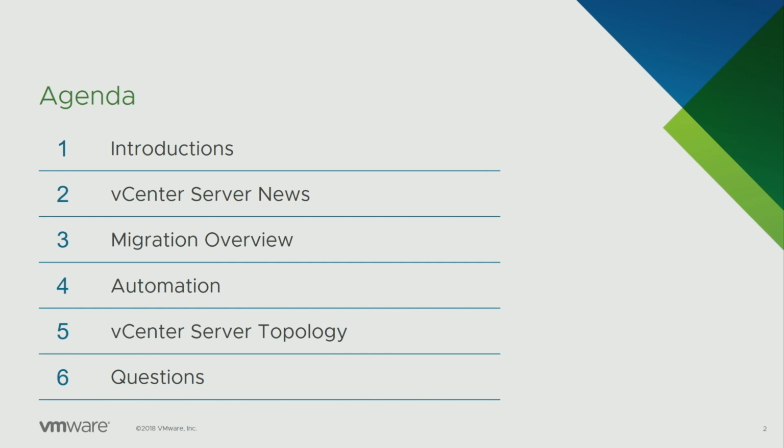So here's our agenda for today. We're going to go through quick introductions. We're going to talk about some news going around vCenter Server. Hopefully you're aware of what's going on. If not, we'll do a recap. Then we'll go into the actual migration process. We want to walk you through the steps and get you from a Windows vCenter Server cleanly into the vCenter Server Appliance. We'll talk about automation. And then we've got some special topics in section 5 around vCenter Server topology, post-migration. And then we'll cover some questions.